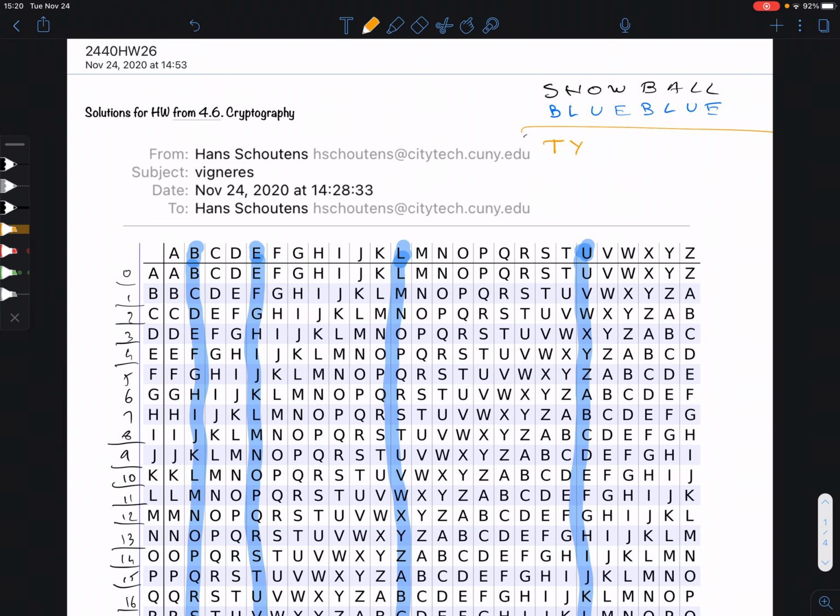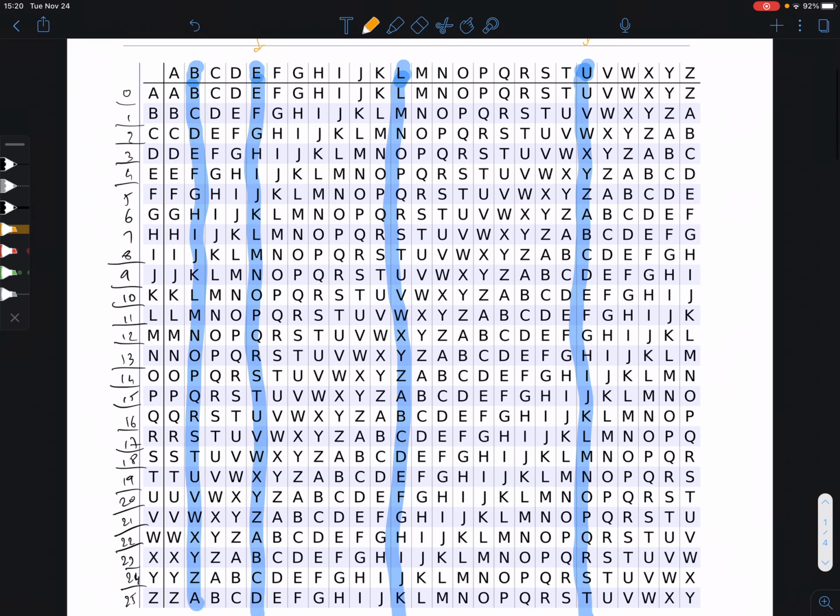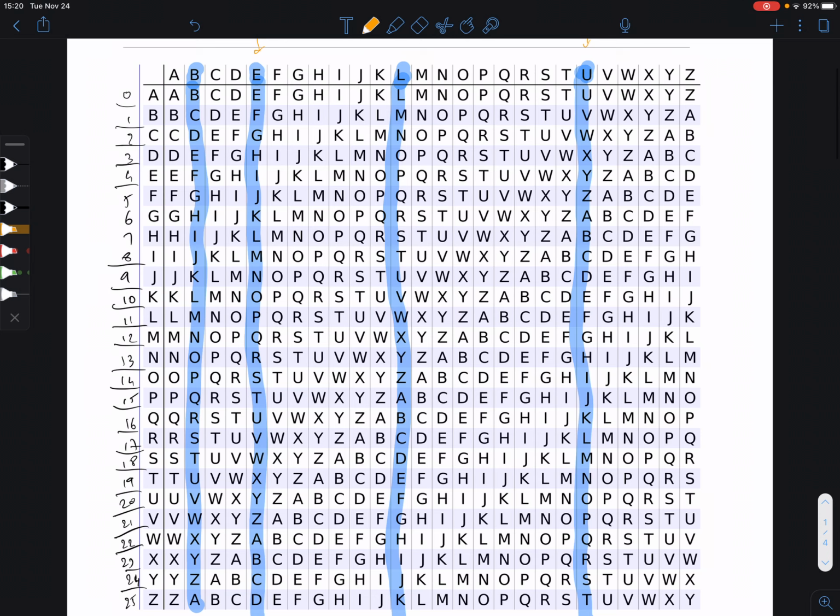O. Now I have to use the code for U, so I'm looking in this column, and O is I. W, but using the E key. So now I'm using this key, and W, so here we are, right? This is where I'm looking, that is an A.